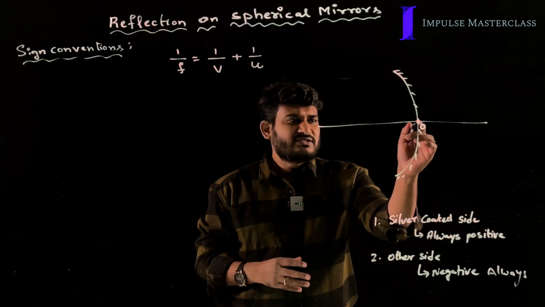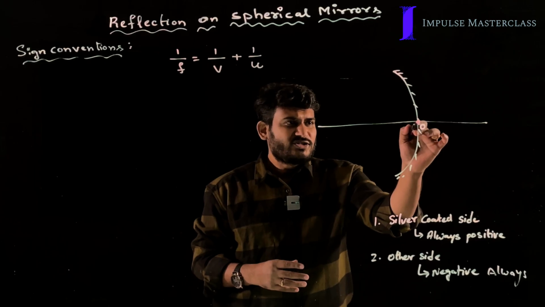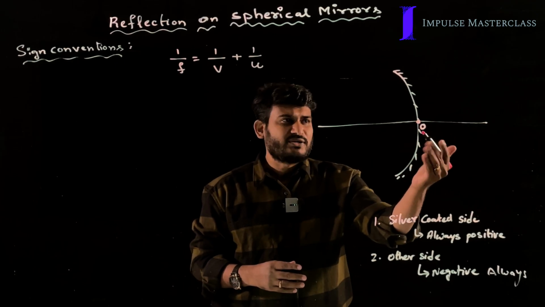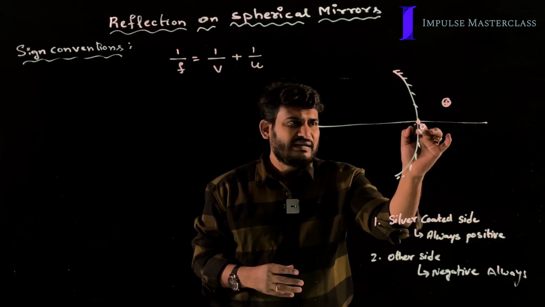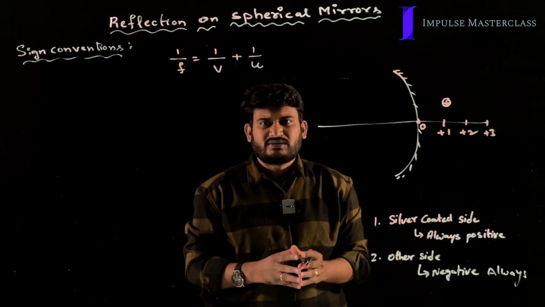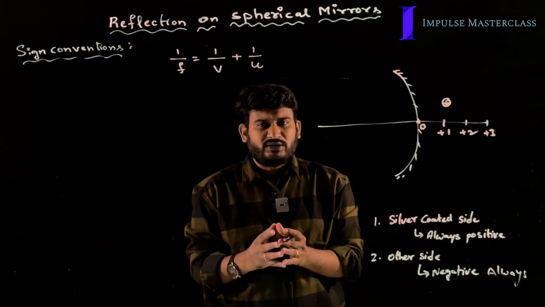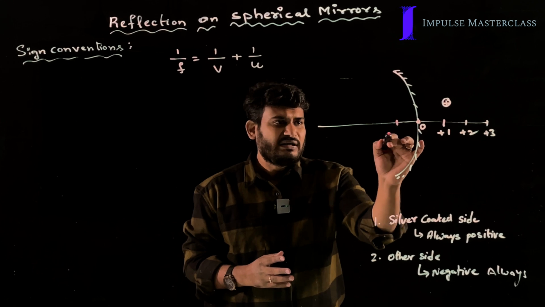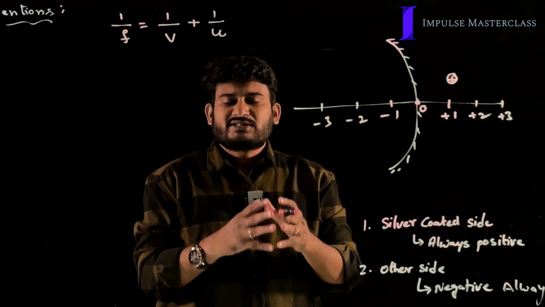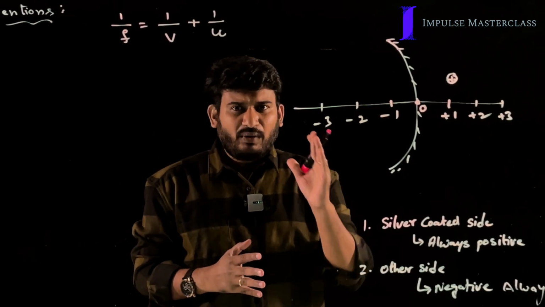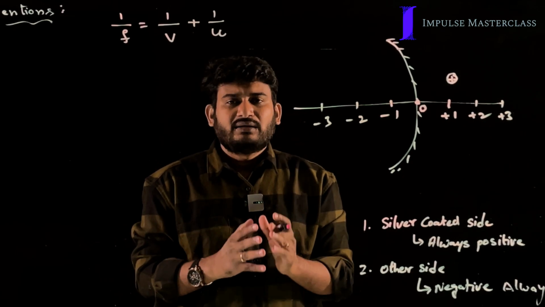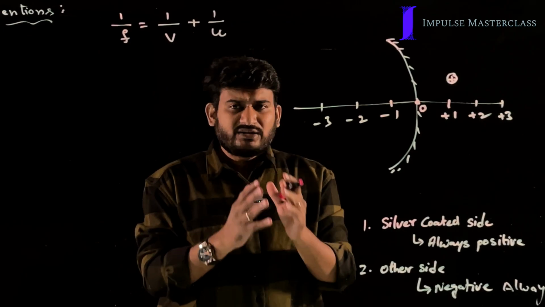Look here. This is the reference point O on the mirror. For this mirror, the side which is silver polished is the positive zone. I mean the silver polished side is positive. From the reference point, if you go this way, this one is plus 1, this one is plus 2, this one is plus 3, like this. And the other zone, which is non-silver polished, means from here if you go to the left side, it will become minus 1, minus 2, minus 3. It doesn't matter whether it is concave or convex. On the silver polished side, distances or focal lengths are always positive, and on the non-silver polished side, all the distances and focal lengths are negative.